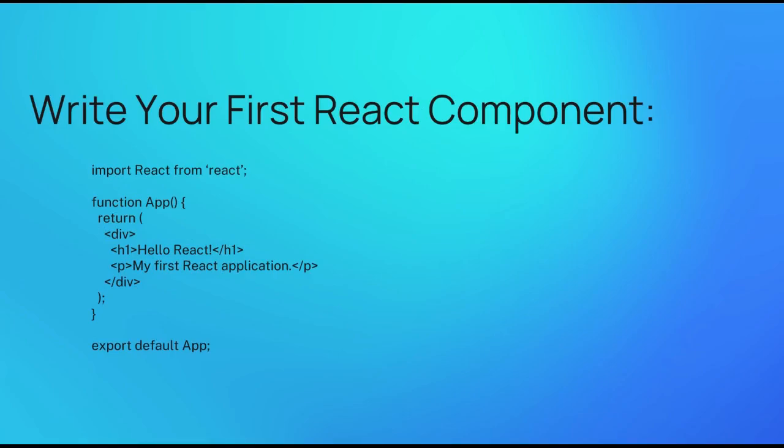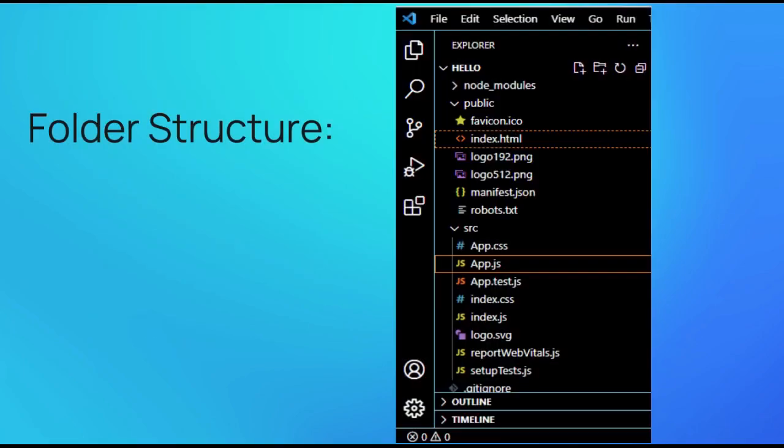on the screen in the app.js file and save the file. The browser updates automatically. You should see "Hello React, my first React application" on the page. This is the folder structure you get after creating a React app in VS Code. I'll walk you through some of the most important files.